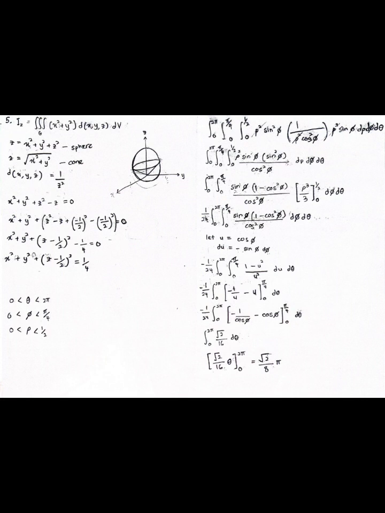Integrate with respect to du and substitute back, and we have 2 pi until 0, square root 2 over 60 d theta. And lastly we integrate with respect to d theta, and we have square root 2 over 8 pi.